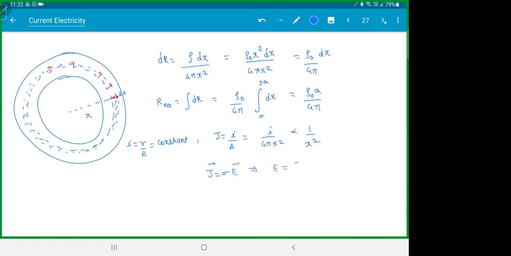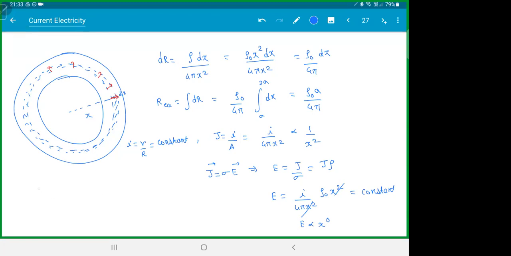E is equal to J into J by sigma, that is nothing but J into rho. So the electric field will be J, that is I by 4 pi x square, into rho, which will be rho naught x square. X square cancels off. This is a constant. This is interesting. The electric field has become constant inside. So E is proportional to x power 0. It does not depend on the x coordinate.